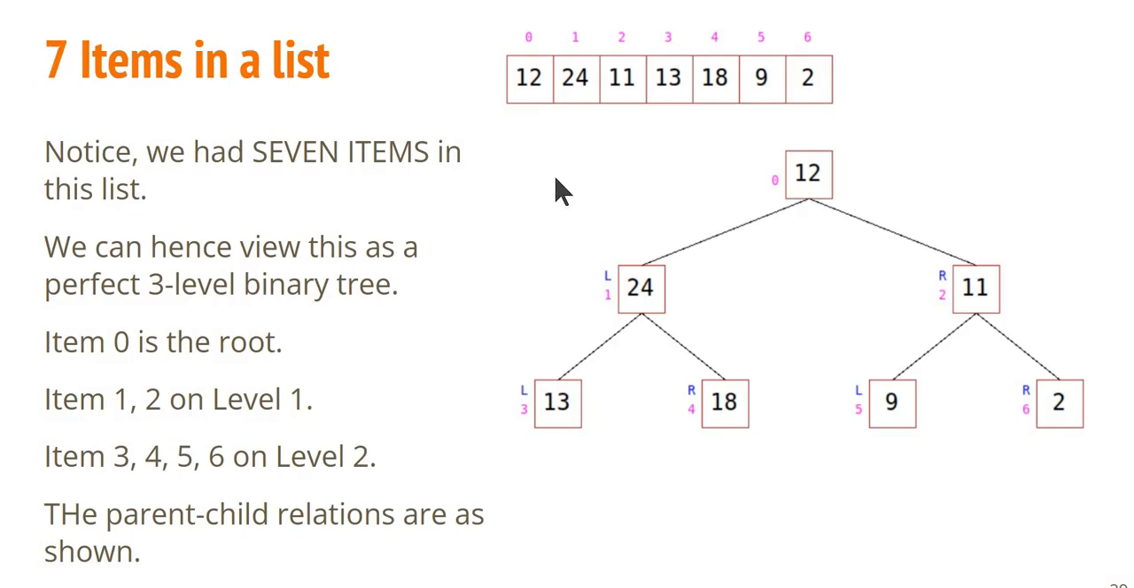Remember, just following the rule, start from the top, go to left, go from left to right. So 12, 24, 11, 13, 18, 9, 2. Like I said, again, we are viewing it as though there is this hierarchy, even though the storage is still in a list, and that's the important part.